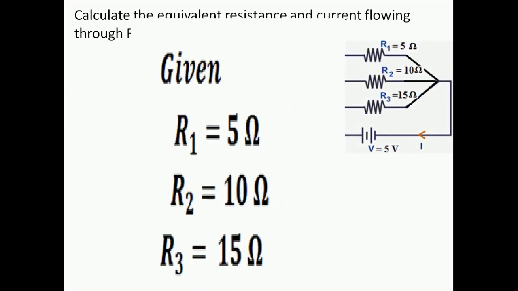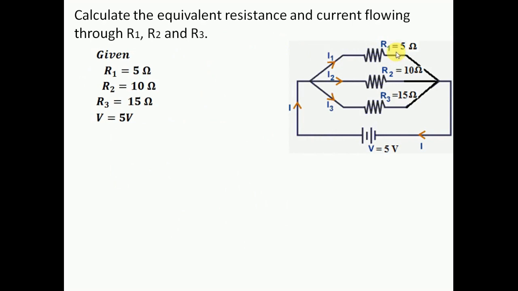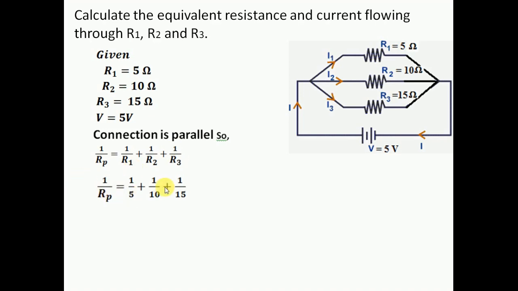So out here, what are the things which are given? R1 is given as 5 ohm, R2 is given as 10 ohm, R3 is given as 15 ohm, and the potential difference is given as 5 volt. As we all know, they are connected in parallel, so I have to write the formula for parallel combination, that is 1 by Rp is equal to 1 by R1 plus 1 by R2 plus 1 by R3. So I'll put the values.